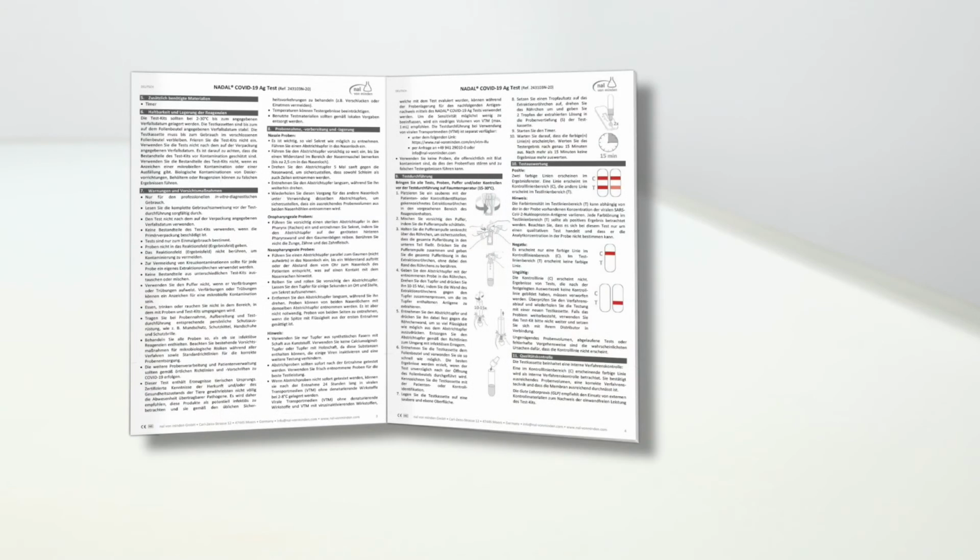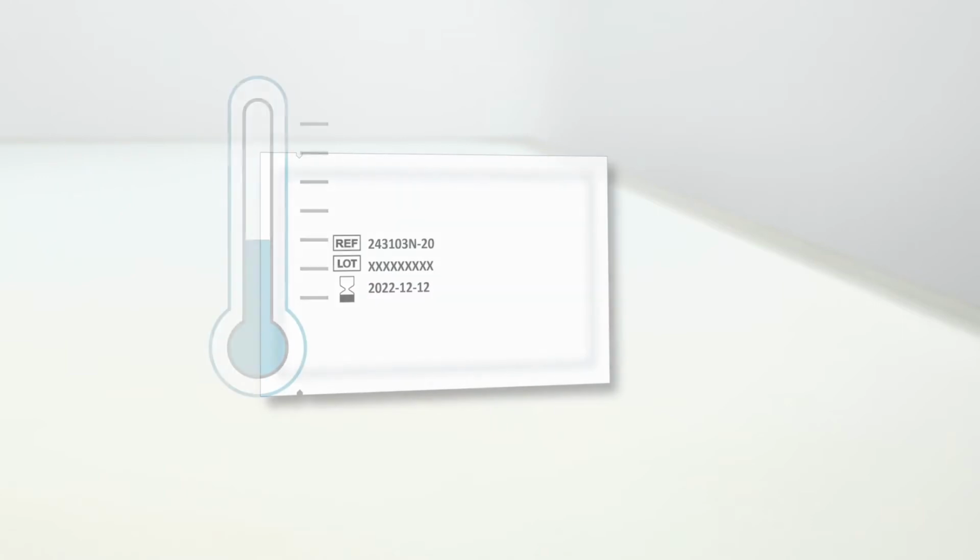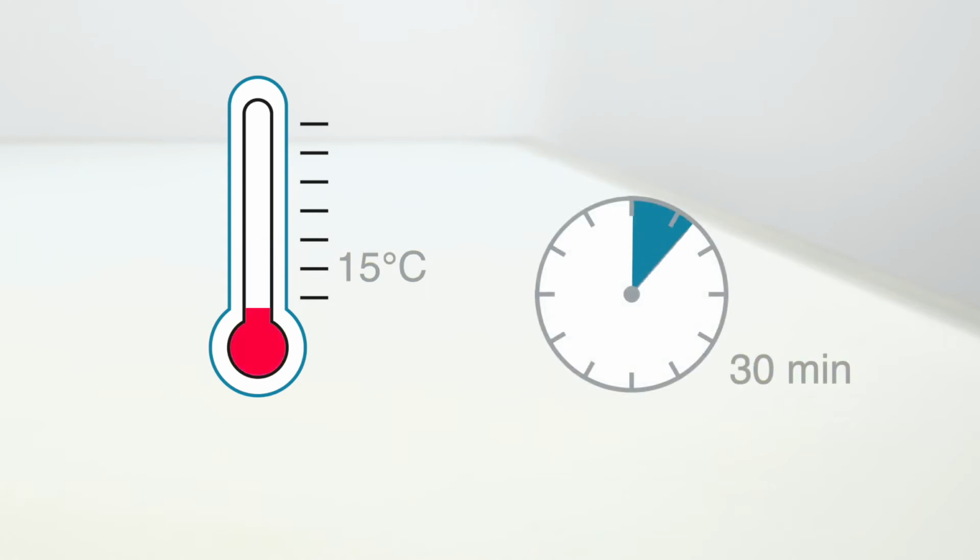Start by reading the instructions carefully. Do not use tests with damaged pouches or beyond the stated expiry date. Perform the test only at a room temperature of at least 15 degrees Celsius. If stored in a cool place, leave the test components at room temperature for approximately 30 minutes before performing the test. Use the test immediately after removing it from its pouch and don't touch the result field.